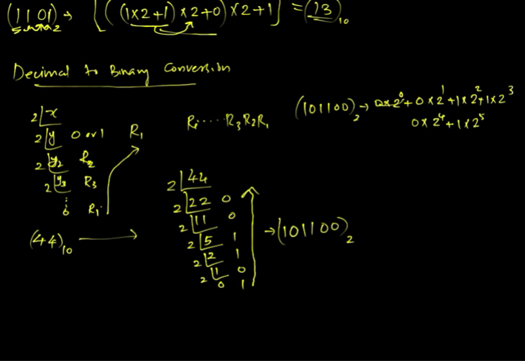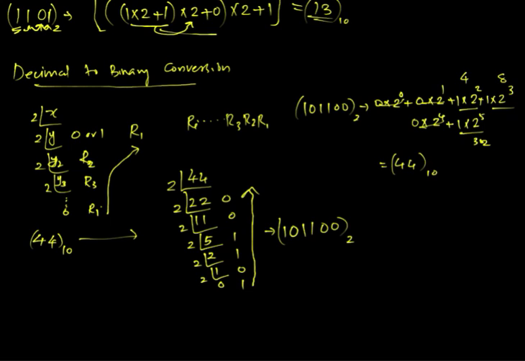Now this is 0, this is 0 and this is 0. What remains is 4, 8 and 32. 2 raised to 5 is 32. Now 32 plus 8 is 40, 40 plus 4 is 44. So it is the corresponding decimal. So the decimal to binary conversion is done in this way.